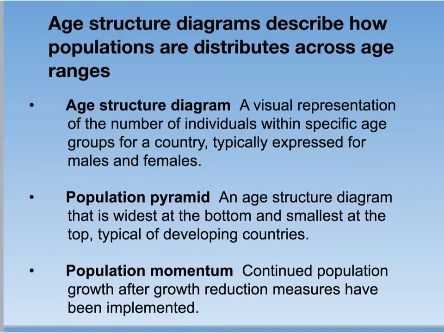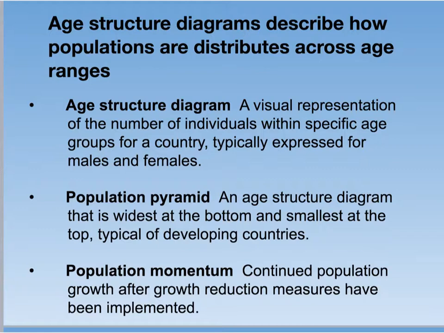All right, demographers use data from age structure diagrams to predict how rapidly a population will increase and what size it will be in the future. The age structure of a population describes how its members are distributed across an age range, usually in 5-year increments. They are grouped by age and separated by male and female. There are two basic types of age structure diagrams: what we call a population pyramid and population momentum.